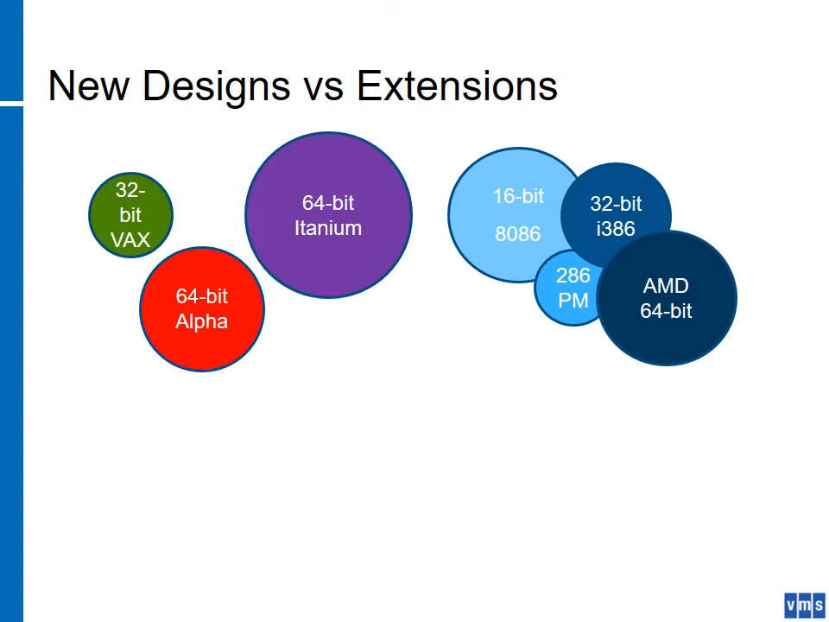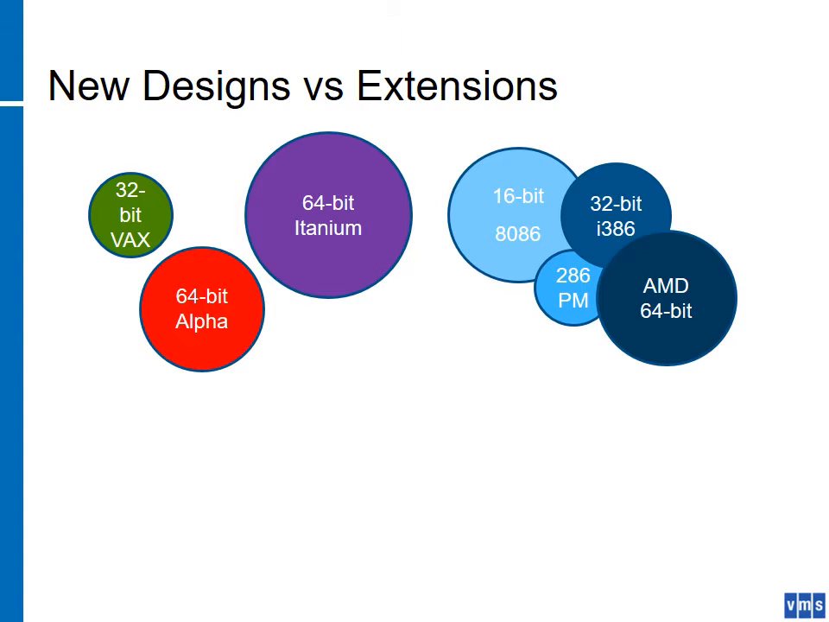So if we want to compare the x86 to the VAX, Alpha, and Itanium processors and architectures, the first thing that comes to mind is that the VAX, the Alpha, and the Itanium can all stand on their own two feet. They're all clean, new designs. Of course, the 32-bit VAX had some compatibility with the 16-bit PDP-11, but nonetheless it was clearly a new architecture.